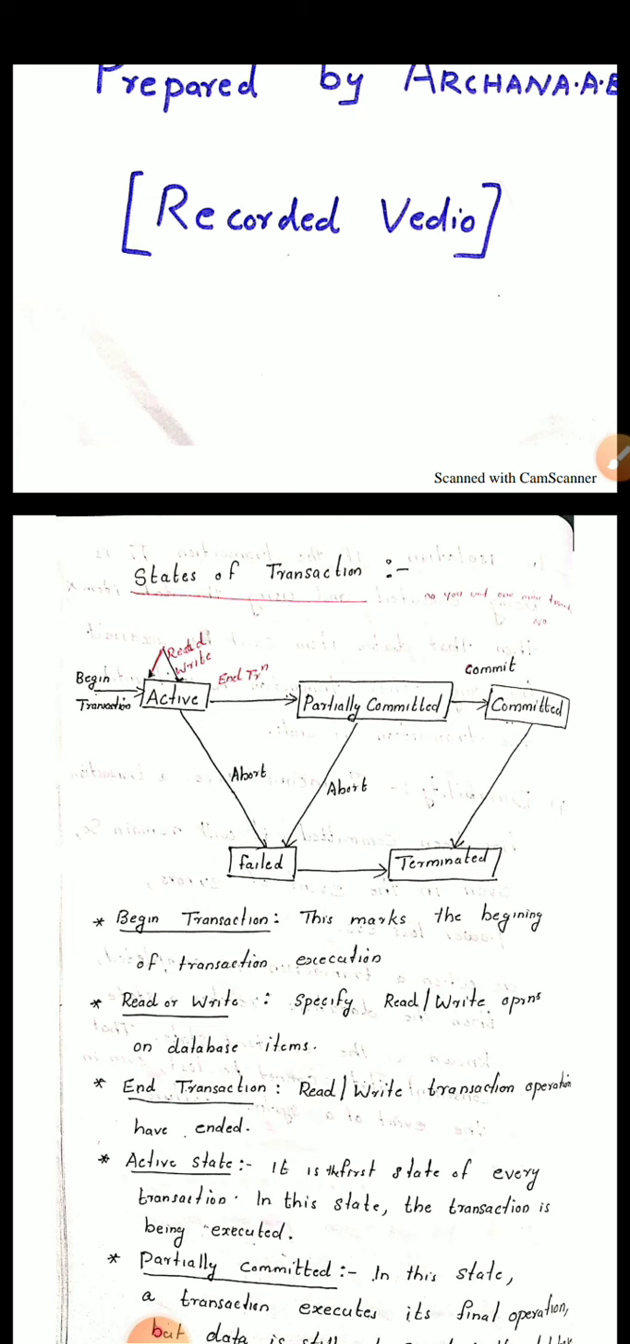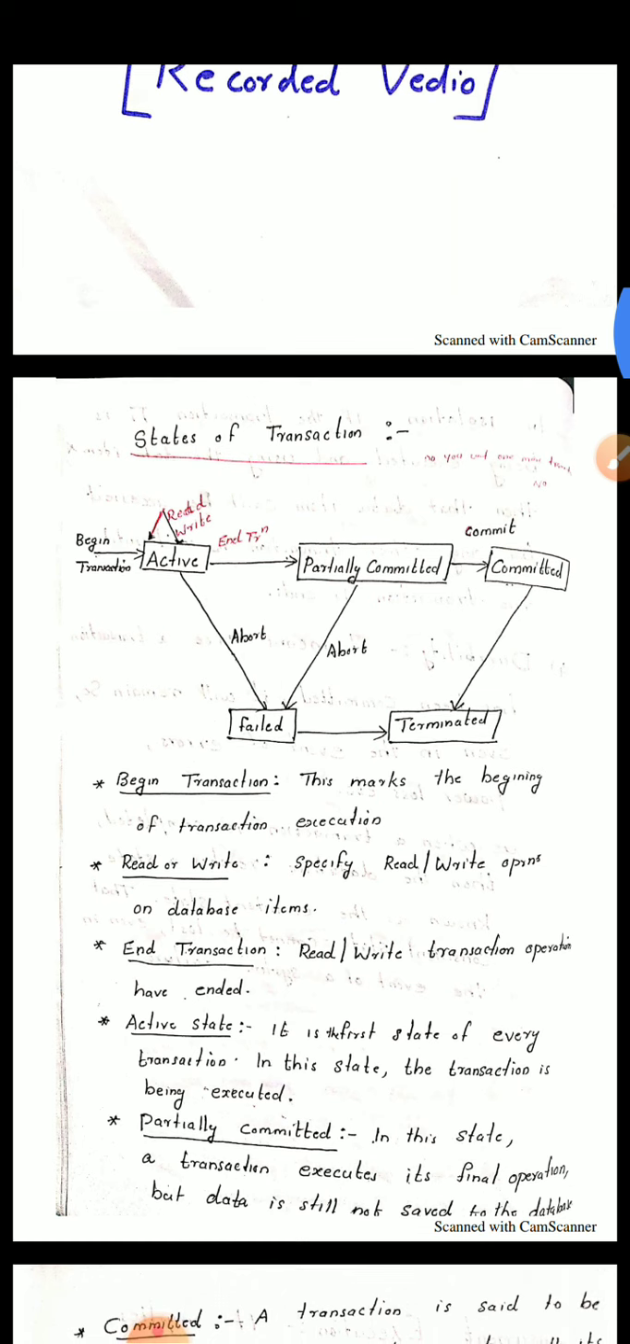a marker that specifies the start of transaction execution. And read item or write item means the database operations that may be interleaved with main memory operations as a part of the transaction. And the third one is end transaction, a marker that specifies the end of the transaction.